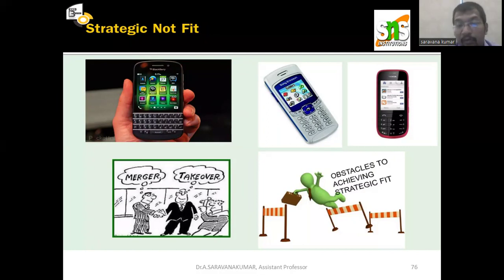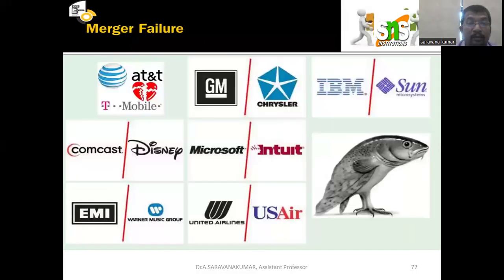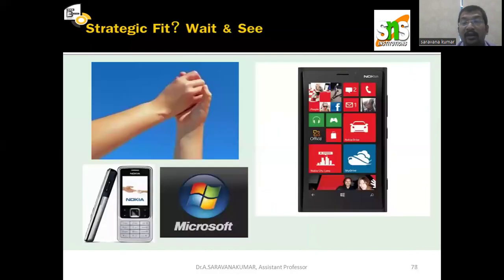Now the strategic not fit. Nobody is using the button fold, so these are obstacles to achieving strategic fit. It is not suitable for the customers. Most of them are not right. These are the merger failure companies like T-Mobile, and also GM and Chrysler, IBM, Comcast, Microsoft, and USA. Strategic fit, Nokia, Microsoft: wait and see, still in process. Maybe it will be successful.